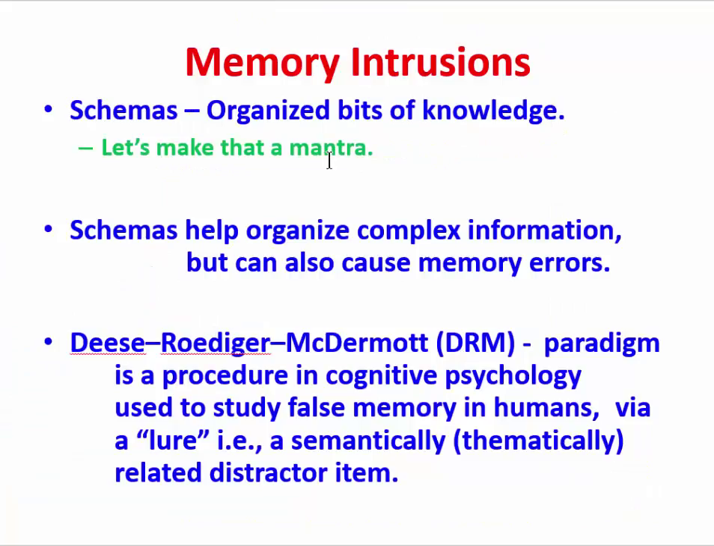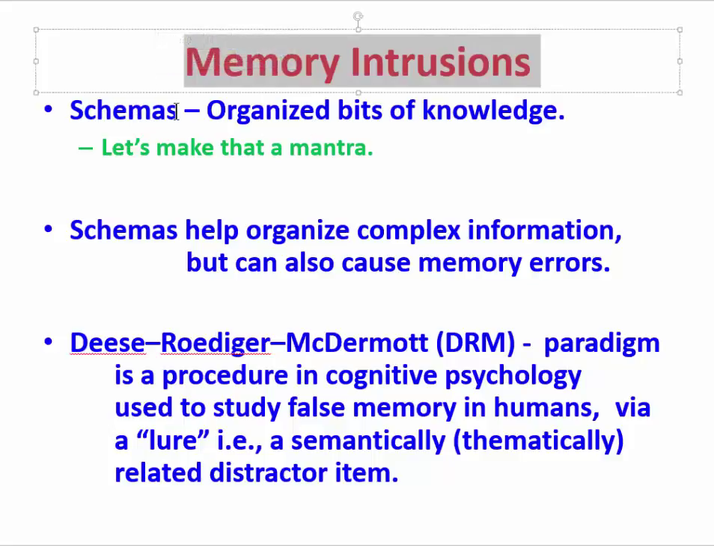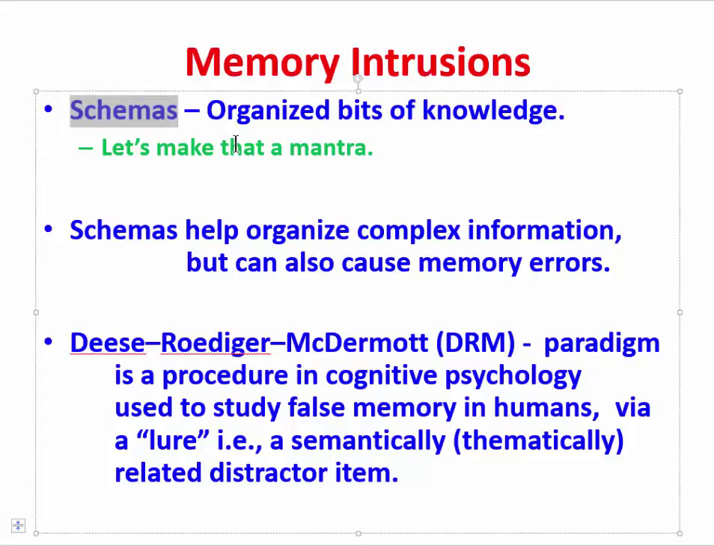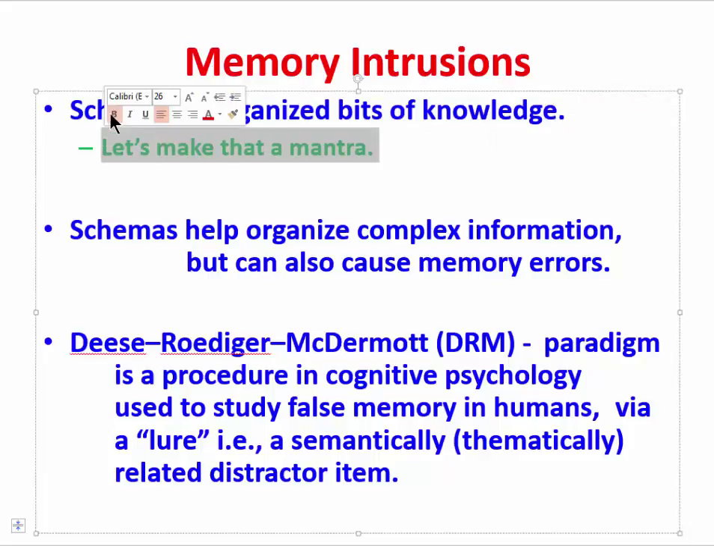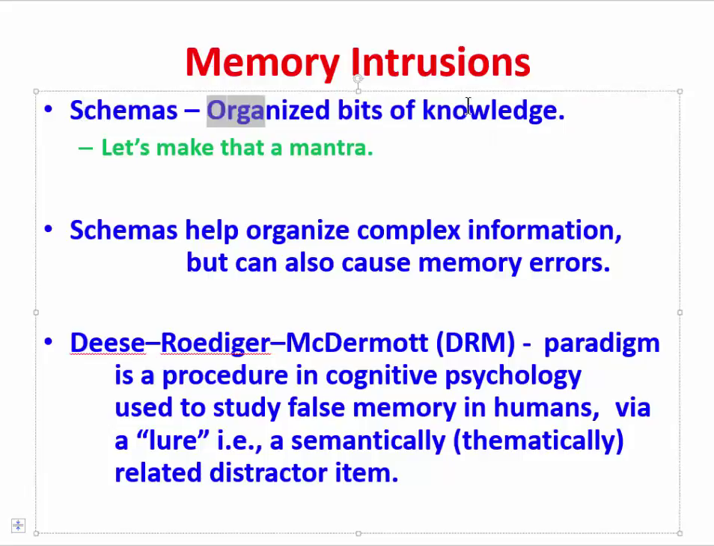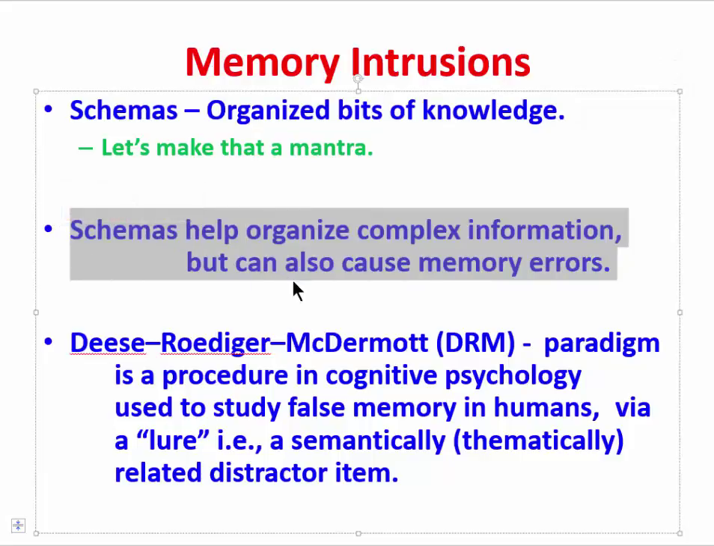And to understand one important type of memory intrusion, we need to develop some new vocabulary. Specifically, we need to understand fully the concept of a schema, which we can define as organized bits of knowledge. Can we say that together as a mantra? Schemas are organized bits of knowledge. There you go. Now, schemas help to organize complex information, but they can also generate errors. In other words, schemas themselves, although generally helpful, do lead to memory intrusions.